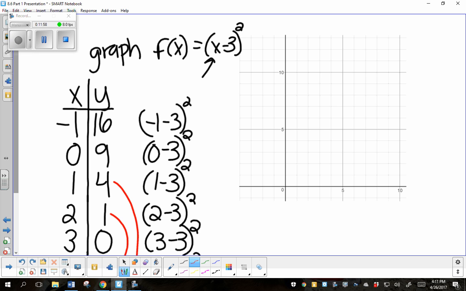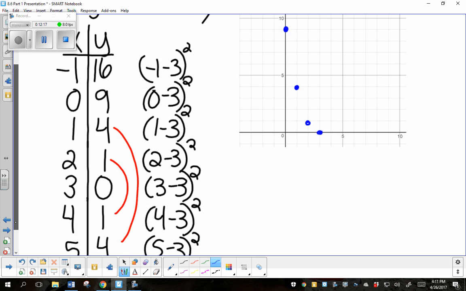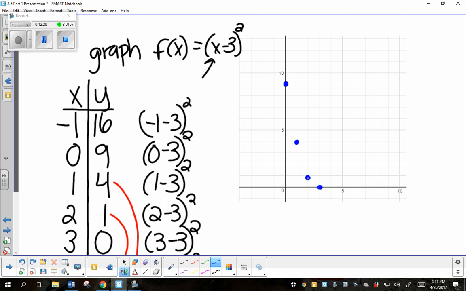Let's start with 0, 9. So that's my y-intercept. So 0, 9. 1, 4. So 1, 4. 2, 1. So over 2, up 1. 3, 0. Over 3, up 0. 4, 1. And then 5, 4. So 4, 1. You can see how these points are right across from each other.